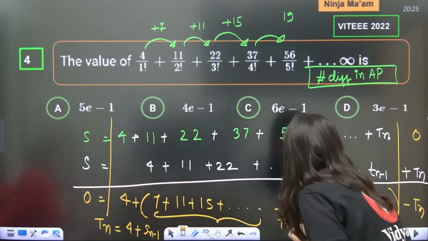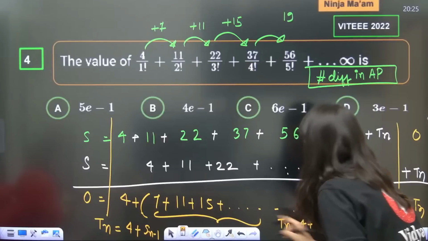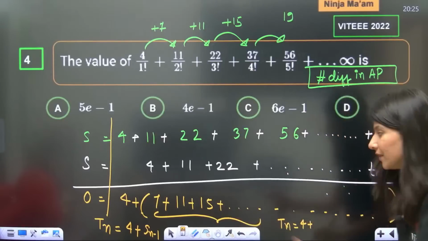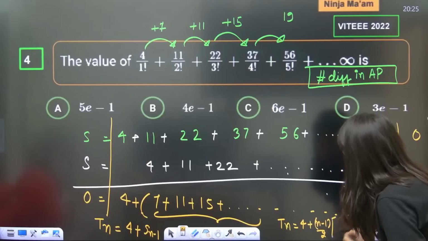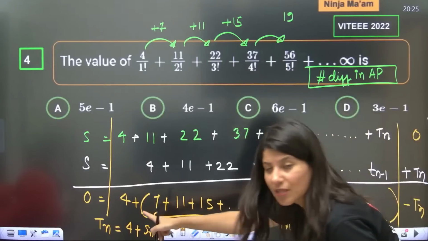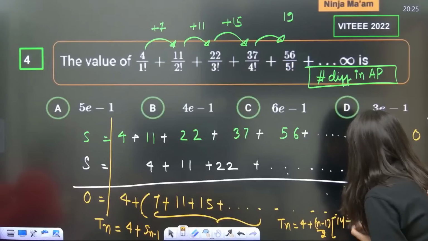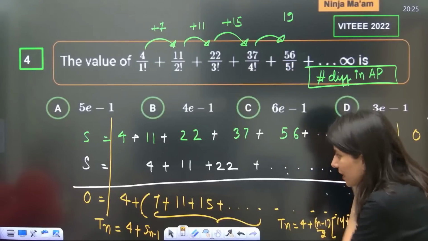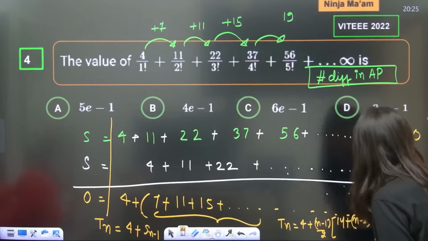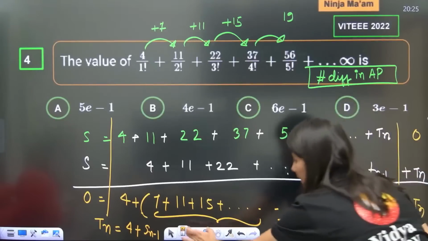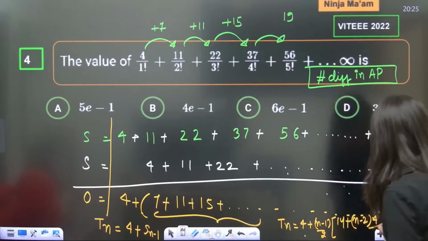So Tn will be equal to 4 plus the sum of n minus 1 terms of this AP. So n minus 1 by 2, then 2 times A. What is the first term of this AP? So 14 plus n minus 1, what is n minus 1? So n minus 2, sorry. And the common difference over here is 4. Correct?